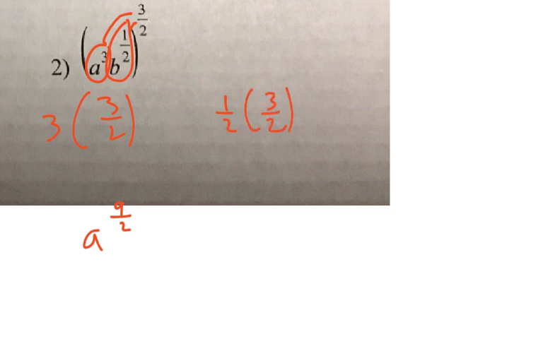All right, let's take a look at number 2. So I don't have any regular numbers, but I do have a 3 to the 3/2. Again, I have to take 3 times 3/2. And that, of course, is a to the 9/2. And then I'm going to take b to the 1/2. Because I have, again, power on power, I'm going to multiply 1/2 times 3/2, which is 3/4. Because remember, with multiply, you just multiply straight across. So I have b to the 3/4.